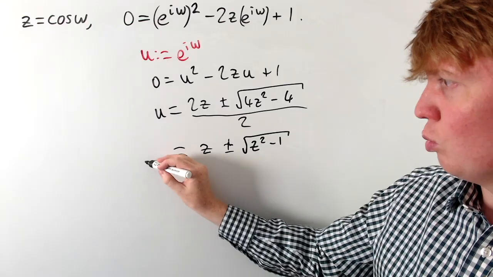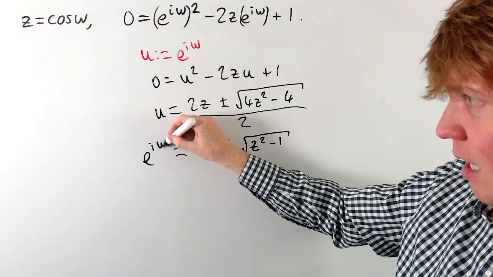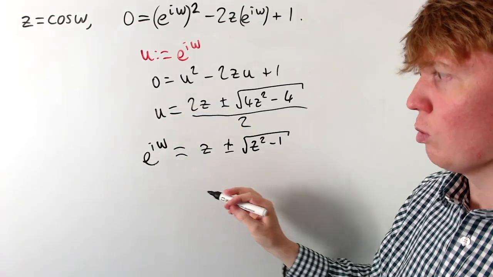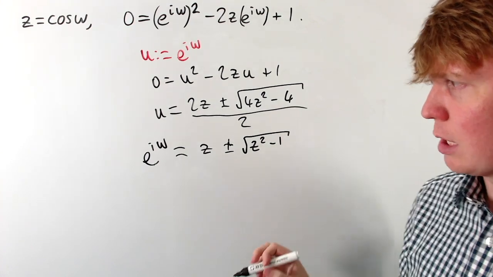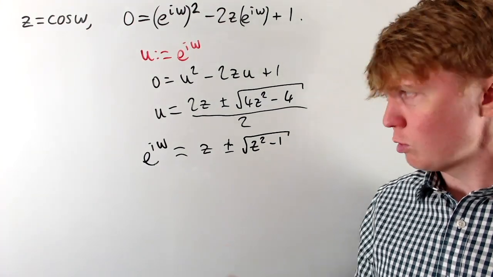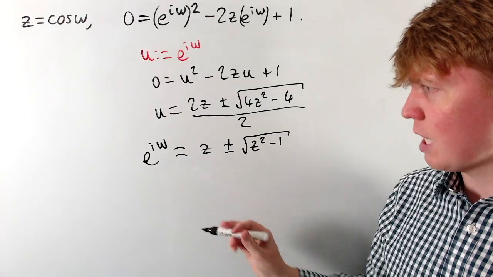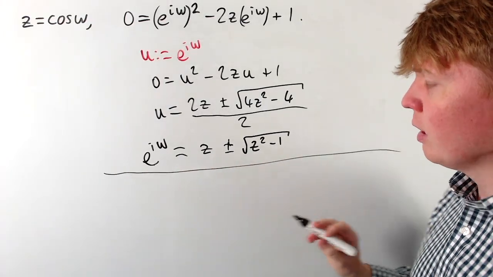So this is equal to u, which is, remember, e to the iw, so we're really trying to find w here, so there's still some more work to be done. And just before we move on, I want to address, I don't think it's particularly obvious how you would take the square root of a complex number if you needed to.